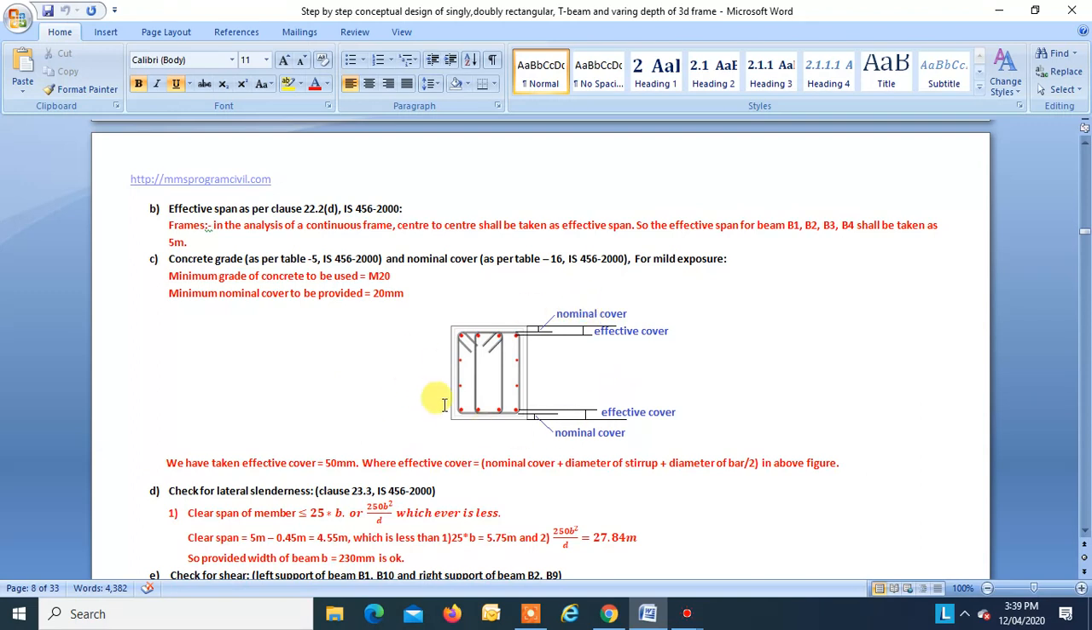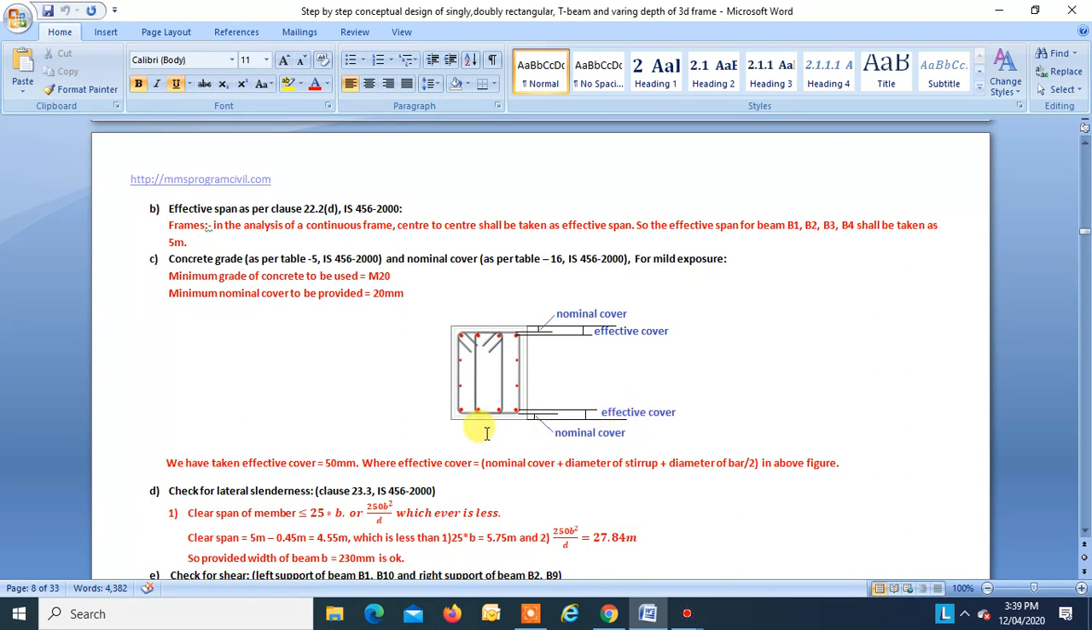In this figure we can see nominal cover is the distance from the outermost face of the concrete section. You don't have to take plaster, you have to take the bare concrete face, from there to the bottom of the stirrups in case of beams. The actual definition is from the concrete face to the outer face of the outermost steel. Over here the outermost steel is the stirrups, so that is your nominal cover.